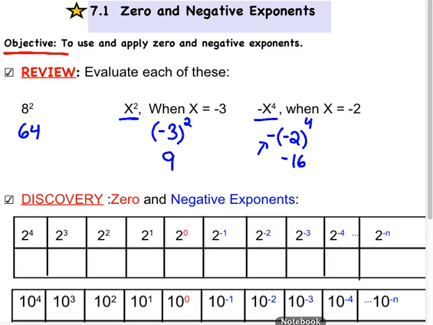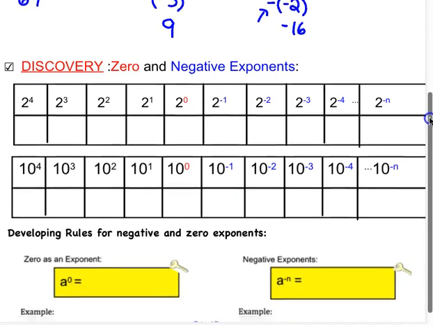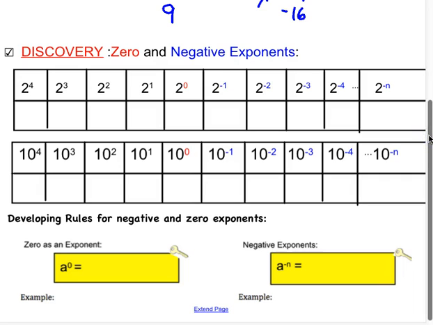Okay? So we're going to start with a little discovery. In this discovery, we're going to talk about zero and negative exponents to see what happens. Okay, so 2 to the 4th power. Well, we just kind of talked about that one, right? 2 to the 4th power is 16. 2 to the 3rd power, I'm hoping you know this one. 2 times 2 times 2 gives me 8. 2 squared, I think all of you know, is 4. 2 to the 1st power, well, anything to the 1st power is just itself.